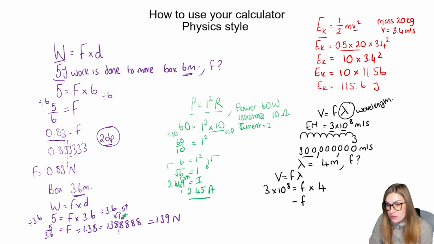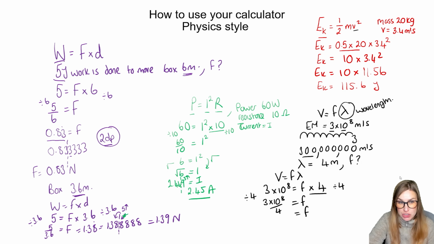So when I get frequency by itself, the same rule as before applies. If I want to get rid of this, multiply by 4. The opposite of multiply by 4 is divide by 4. We'll do one side, do the other. So in my calculator, what I need to know is 3 times 10 to the power of 8 divided by 4 to figure out what my frequency is. So let me do that in the calculator.